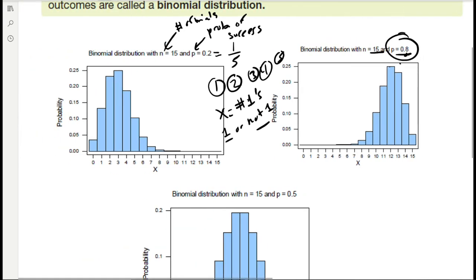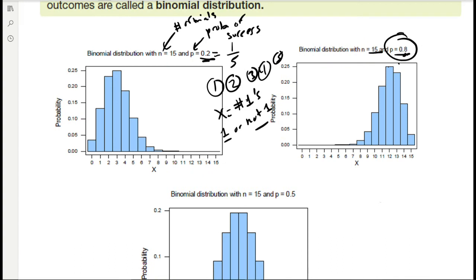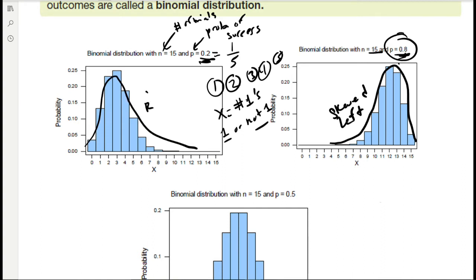But notice also that as the probability goes to both extremes, 0.2 and 0.8, the graph is actually more skewed. So this is skewed to the left here. And then this graph where p is 0.2, it's actually skewed to the right. So it's not quite a normal distribution.